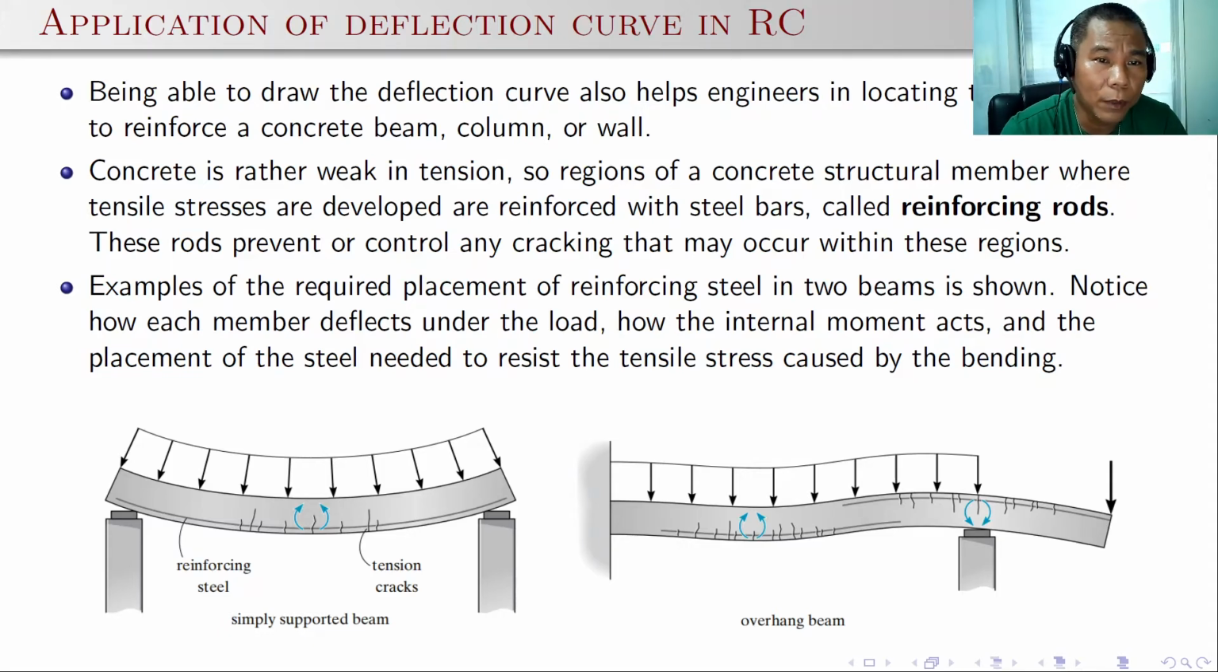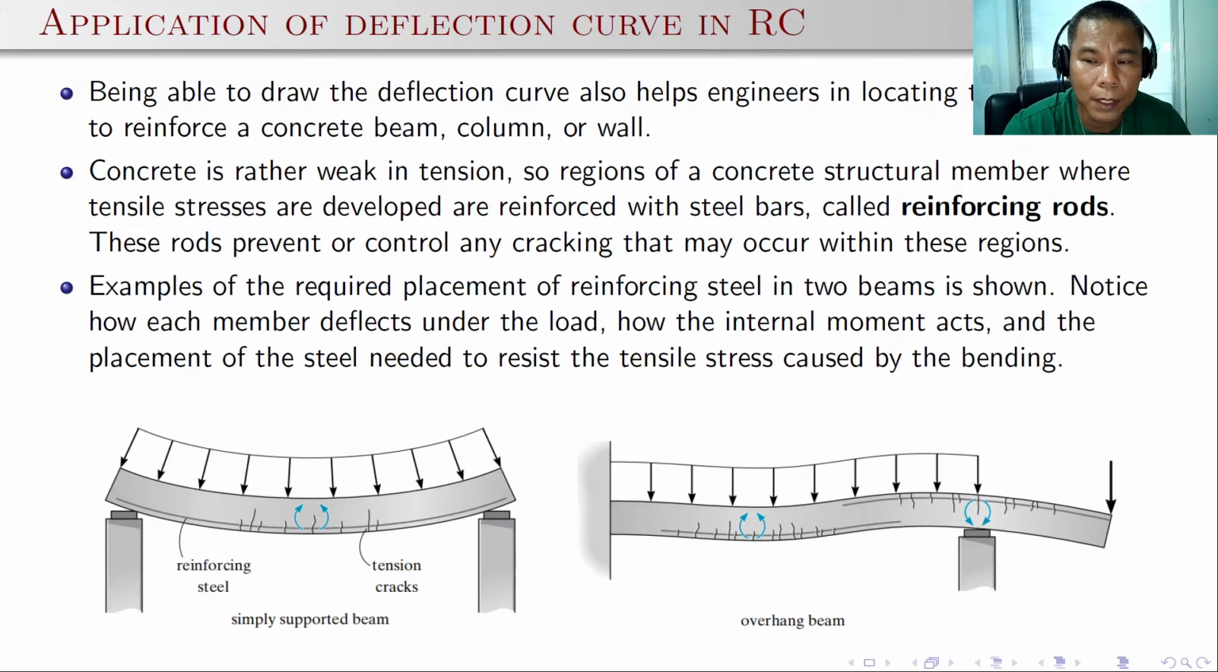So being able to draw the deflection curve also helps engineers in locating the steel needed to reinforce a concrete beam, column, or wall. Concrete is weak in tension, so regions of a concrete structural member where tensile stresses are developed are reinforced with steel bars called reinforcing rods. These rods prevent or control any cracking that may occur within these regions.